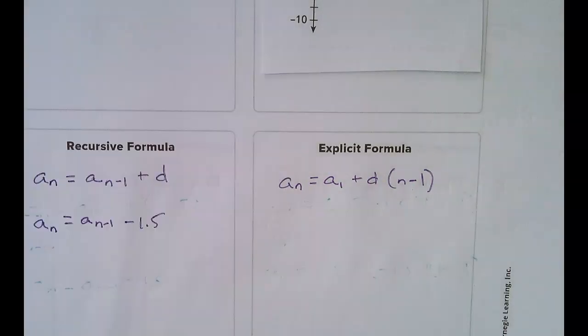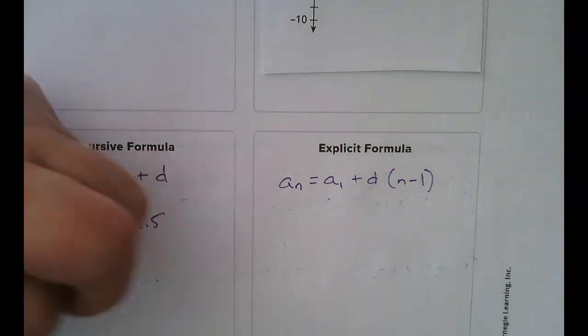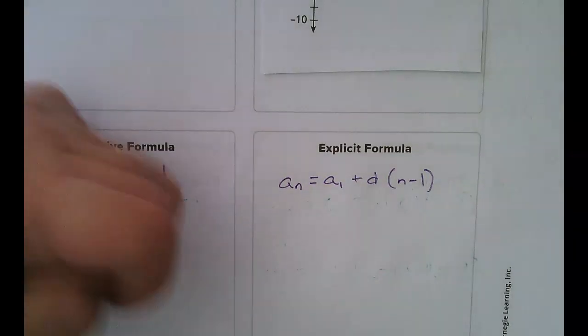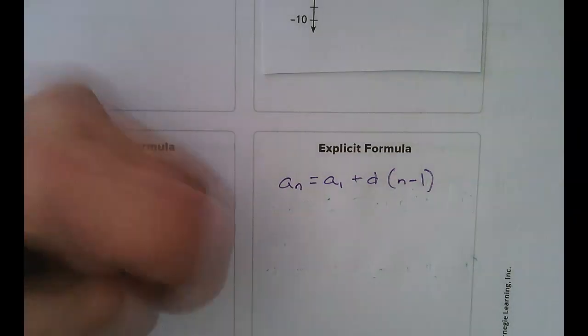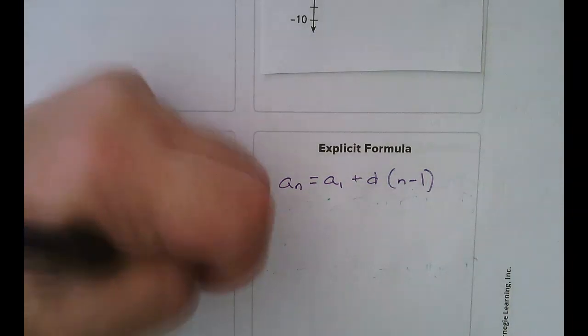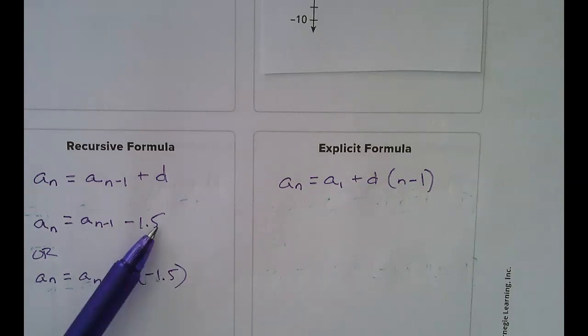So you can either write negative 1.5 or you can write it as adding a negative. So the same beginning of your formula, A sub n equals A sub n minus 1 plus negative 1.5. Both of these formulas are equally correct. Some people like to write it this way. Some people like to write it this way. They mean exactly the same thing.